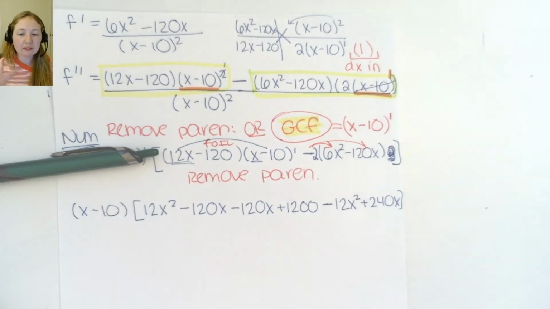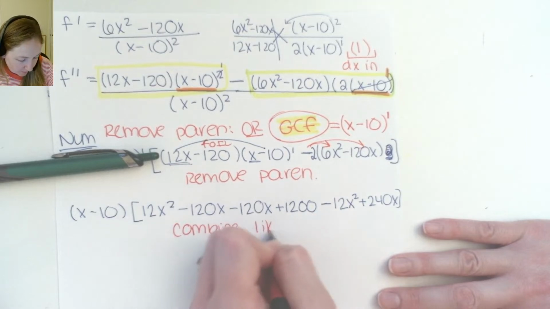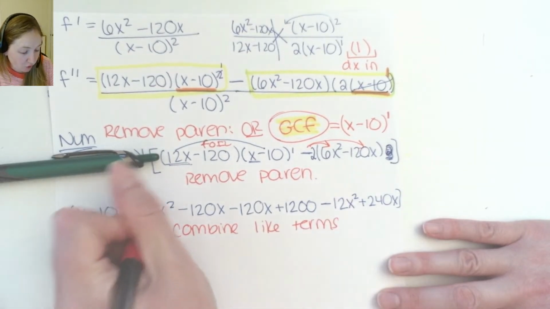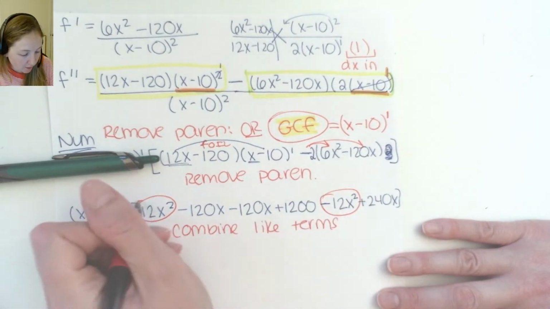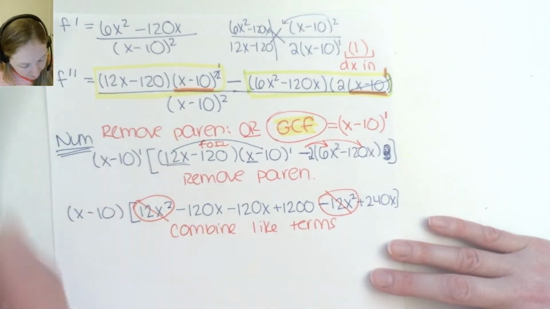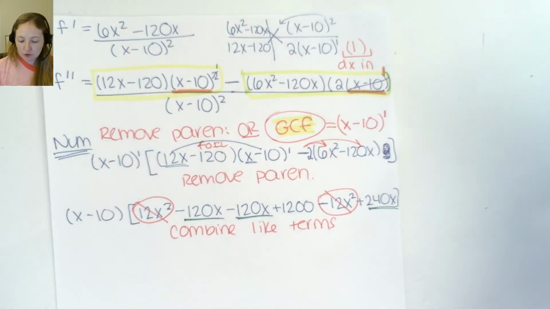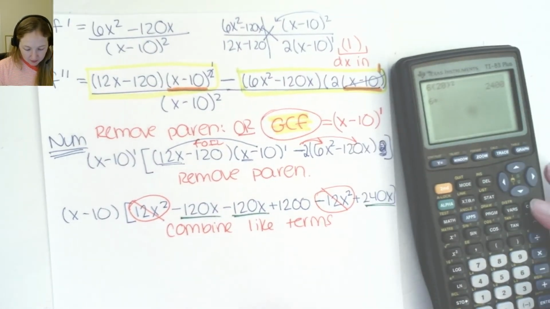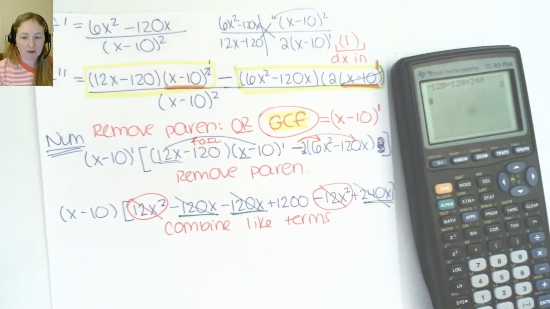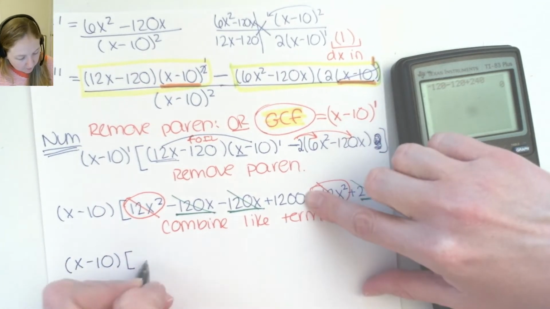All right, so I remove the parentheses inside of that leftover quantity, and then I combine my like terms. So the good thing is I see a 12x squared here and a negative 12x squared. Those will cancel out. I also have a negative 120x, negative 120x, and a 240x. Those are just going to go to 0 because I'm going to take negative 120 minus 120 plus 240. That goes to 0. So those also cancel out. And then I'm just left with my x minus 10 that's still there times the 1200.